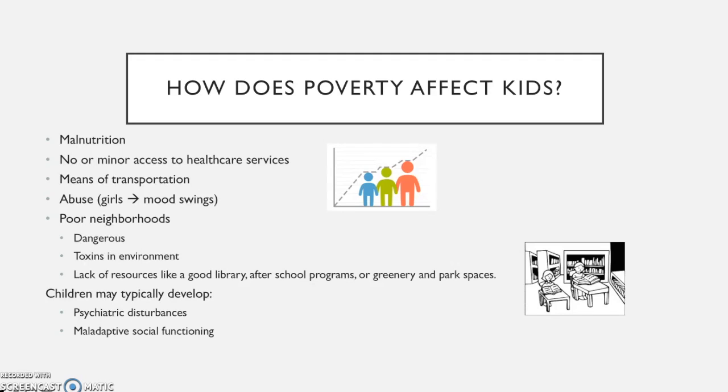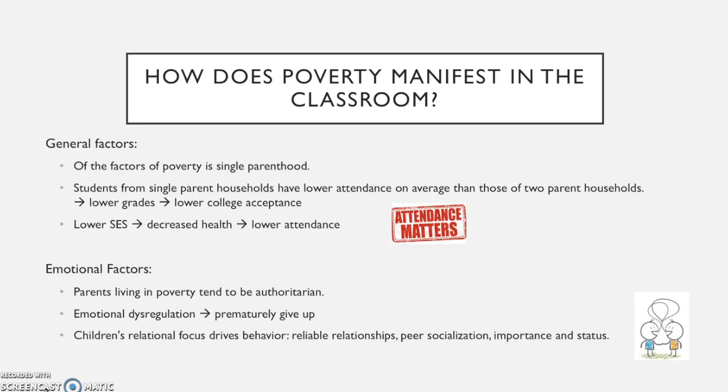This can cause them to eventually develop psychiatric disturbances. These kids are more likely to exhibit depressive symptoms. They have maladaptive social functioning. So how can this all manifest in the classroom?